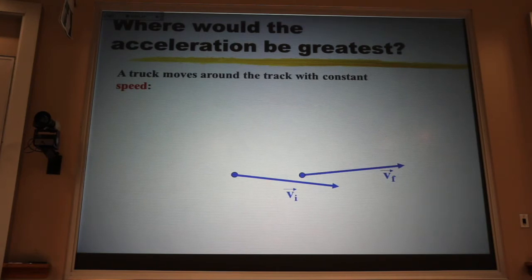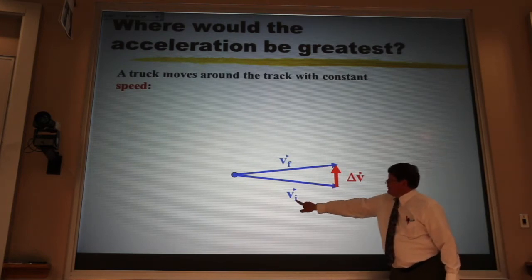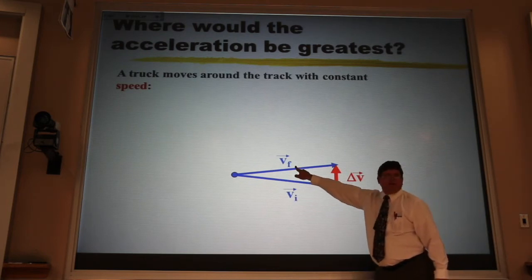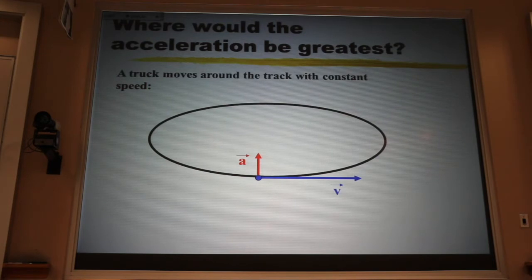And I can see how different they are by putting them tail to tail and finding the change vector. The change vector is what I have to add, there's a plus sign right there, to the earlier velocity to get the later velocity. Now, because that change happened in a second, that is the acceleration.